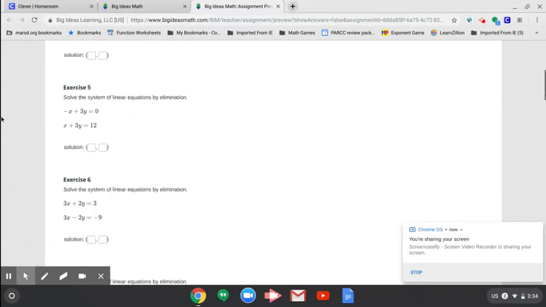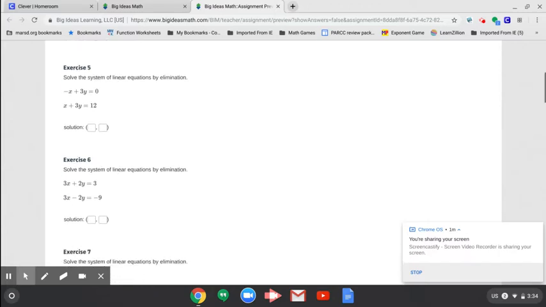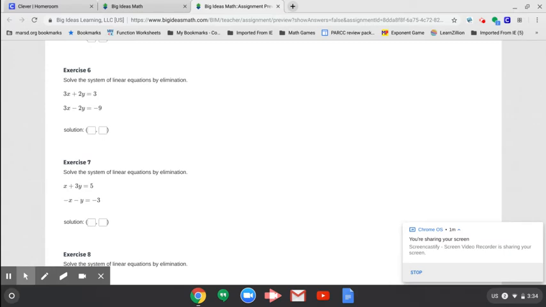Exercise 5, you're going to do the same way. You're going to add. Your x's are going to eliminate. You'll add your y values and 0 and 12. So you get 6y equals 12. Solve for y, plug back in and solve for x. Exercise 6, again, you're going to add because you have the like terms here, positive 2y and negative 2y. They will eliminate, and you'll add everything else going down the rows.